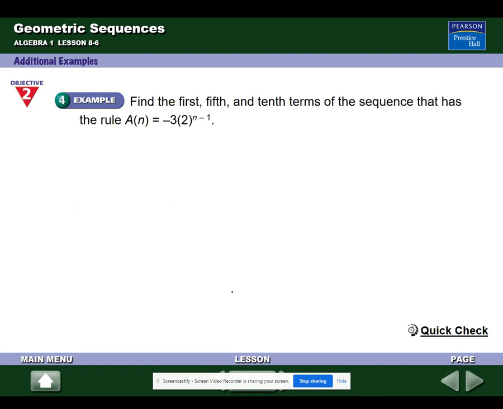A couple more examples. How about this one? Find the first, fifth, and 10th terms in the sequence that has the rule a of n is equal to -3 times 2 to the n minus 1. This is in the form that I just gave you, a of 1 times r to the n minus 1. A of 1 is the -3, r is the 2. And when they ask for the first, fifth, and 10th terms, basically they're asking for a of 1, a of 5, and a of 10.